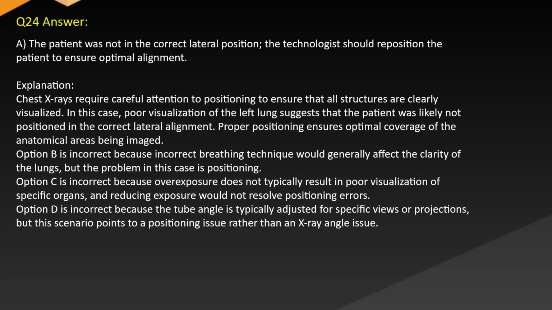Option B is incorrect because incorrect breathing technique would generally affect the clarity of the lungs, but the problem in this case is positioning. Option C is incorrect because overexposure does not typically result in poor visualization of specific organs, and reducing exposure would not resolve positioning errors. Option D is incorrect because the tube angle is typically adjusted for specific views or projections, but this scenario points to a positioning issue rather than an X-ray angle issue.